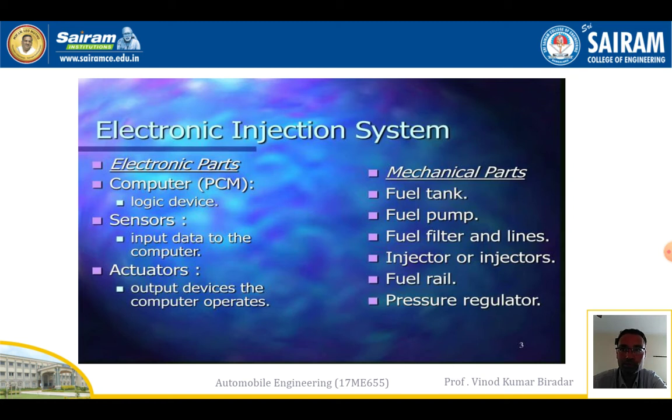The basic electronic parts are the computer circuit board, called the PCM, which are electronic parts, plus logic devices, and sensors used in the internal operating system, and actuators, the output devices operated by the computer. Mechanical device parts are the fuel tank, fuel pump, fuel filter and lines, injectors, fuel rails, and pressure regulators, used to transfer the fuel into the cylinder chamber. So these different types of injection systems are made up of two types of parts, electronics and mechanical devices.